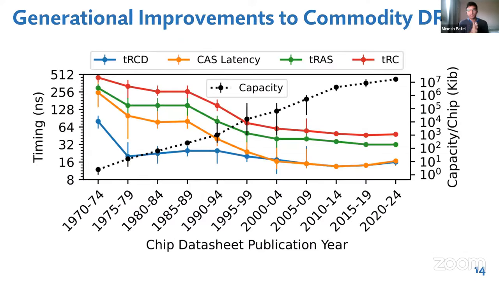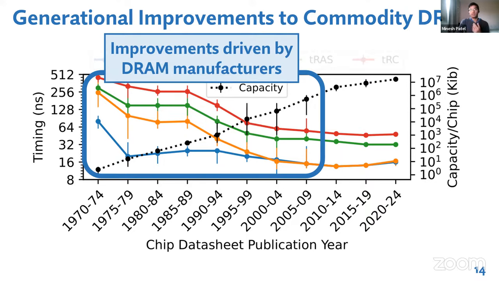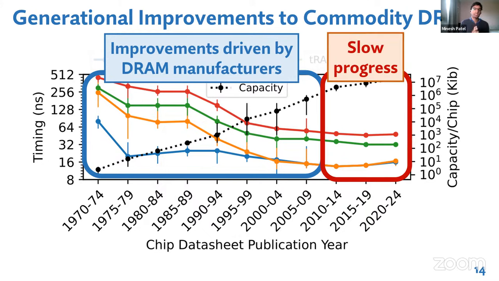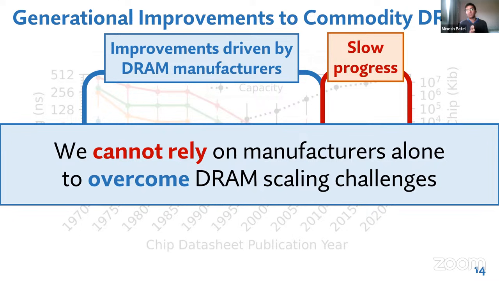So going back to this figure, just to summarize this argument, much of the scaling that we've seen in the past has been driven by DRAM manufacturers using different circuit-level techniques and manufacturing processes. But throughout the past couple of decades, we're seeing slow progress in making these improvements. And we conclude that we can't rely entirely on DRAM manufacturers alone to overcome these DRAM scaling challenges.